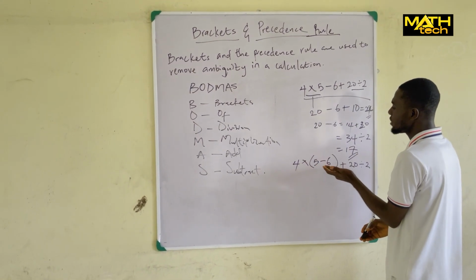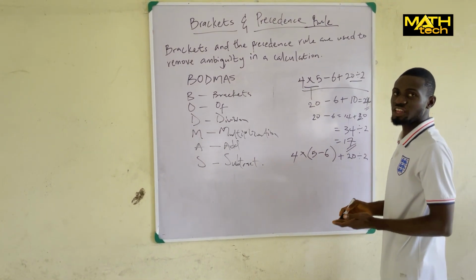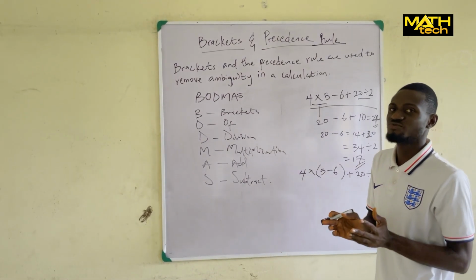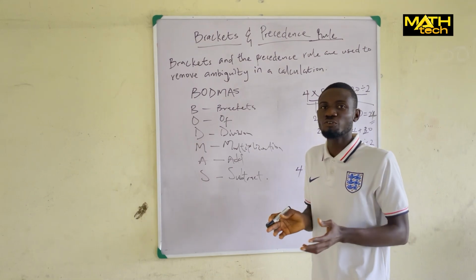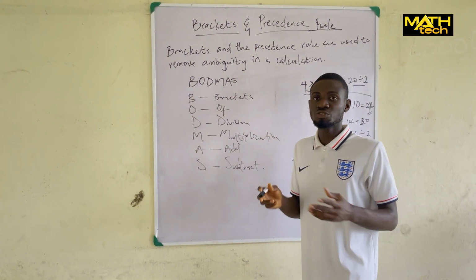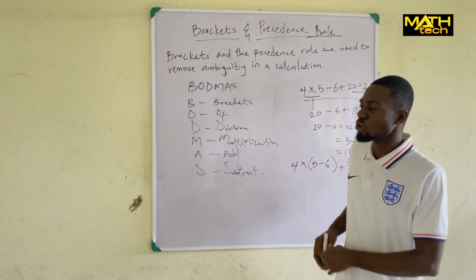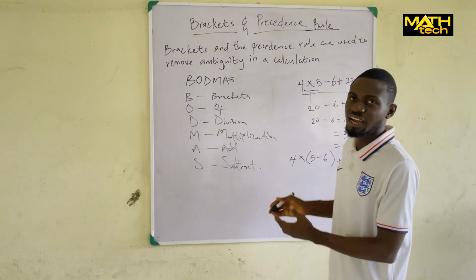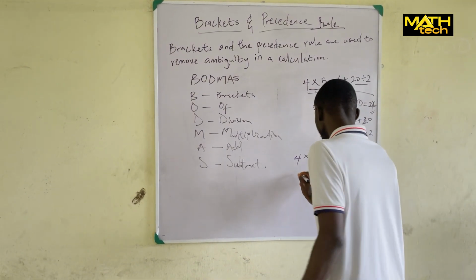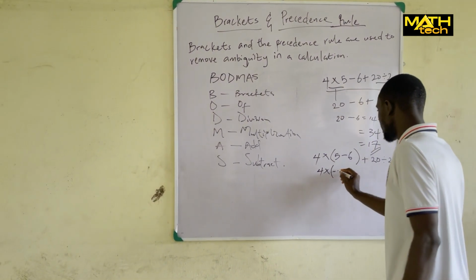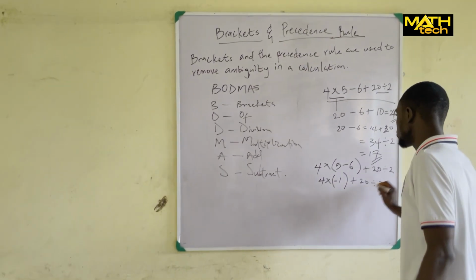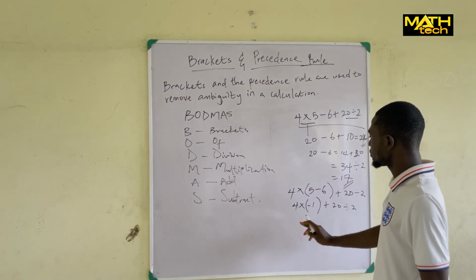This is 5 minus 6. 5 minus 6 definitely will give us negative 1. For those that have forgotten, or for those that don't know the value of 5 minus 6, go back and watch our video on Introduction to Numbers, where we explain the number line, and also part 1 of the Basic Arithmetic. You will learn all of that. So 5 minus 6 will give us minus 1, and we have 4 times minus 1 plus 20 divided by 2. So 4 times minus 1 will give us what?